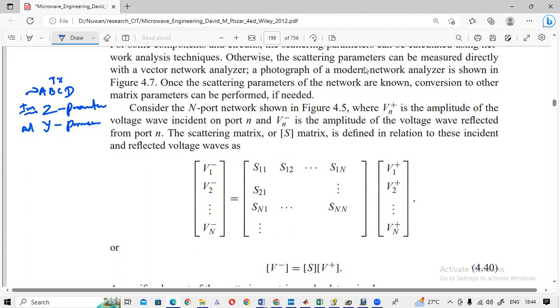So when we want to find these parameters for a microwave circuit, sometimes we have to keep the circuit open, and sometimes we have to short circuit. Some ports we have to keep open, and sometimes we have to keep a port shorted, when we are going to find ABCD parameter and Z and Y parameter. Is that clear? We have seen it.